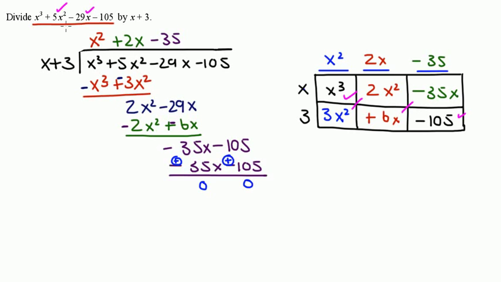So you can use either method to divide x plus 3 into x cubed plus 5x squared minus 29x minus 105.